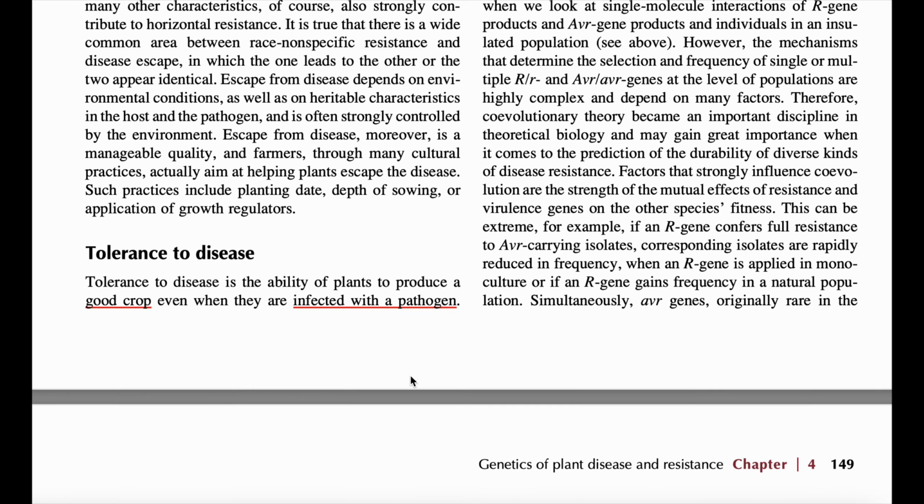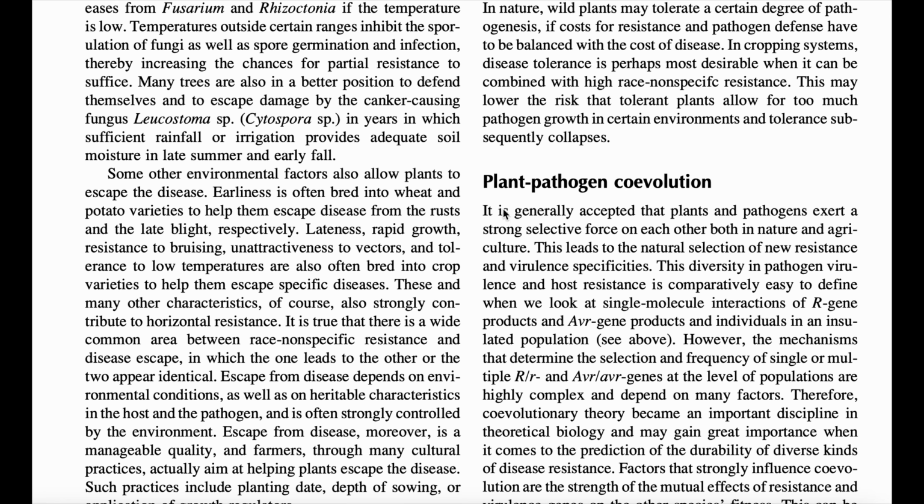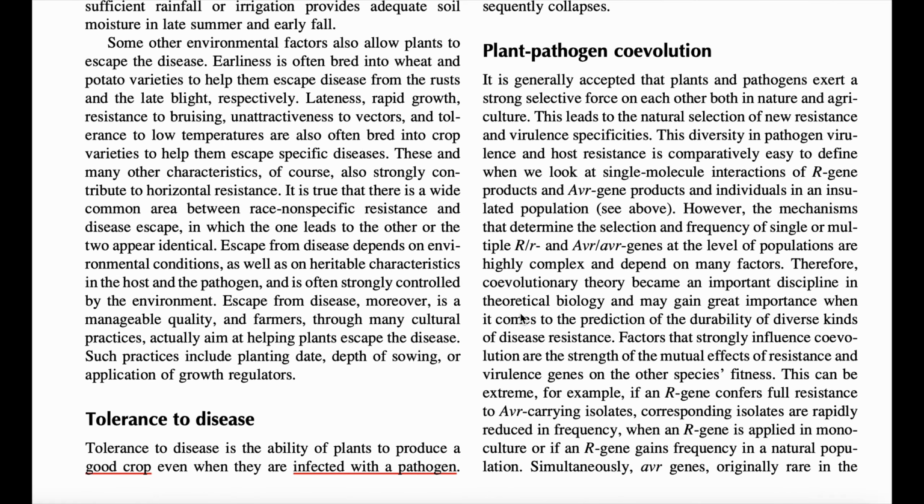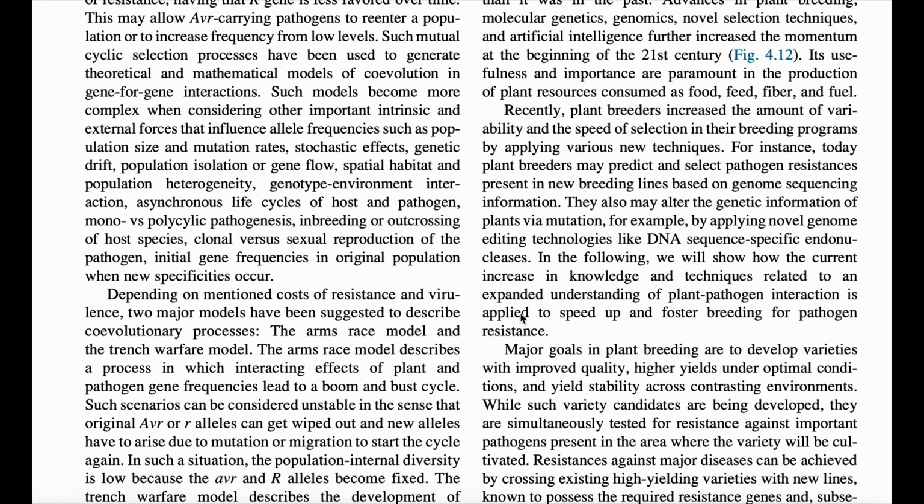Moving on, we have plant pathogen co-evolution. Co-evolution means both are evolving together. So here the plant and pathogens are in constant battle, adapting to each other. What happens here is that when plants get new resistance genes, pathogens evolve new virulence genes, and vice versa. It can be explained with the help of two models, of which one is the arms race.